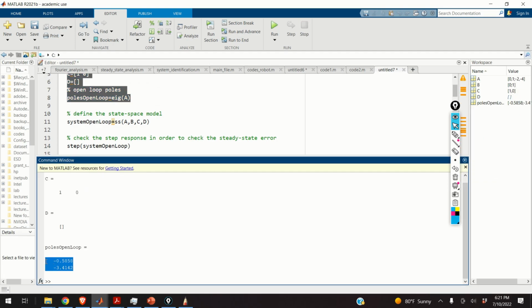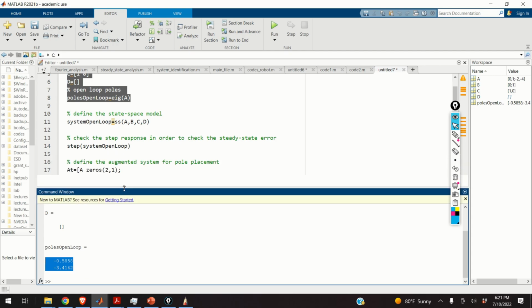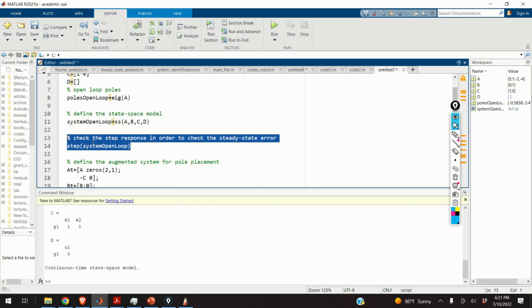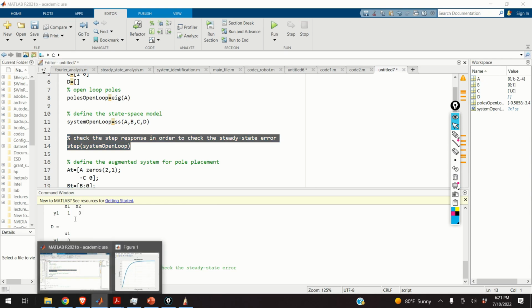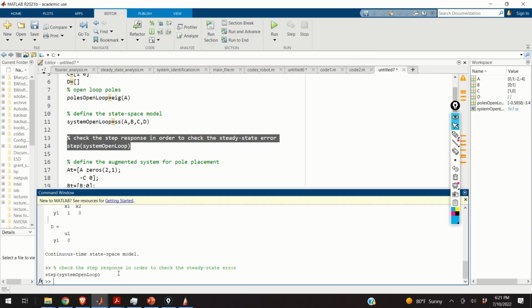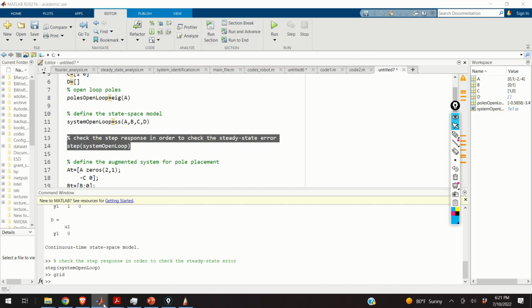Okay, so the system is open loop stable, and we see two poles, or two eigenvalues, of our system matrix over here. So let us define the open loop state space model, and let us compute the step response. Okay, so here is our step response. Let us increase the line thickness such that you can clearly see this line, and let's see what happens by adding a grid.